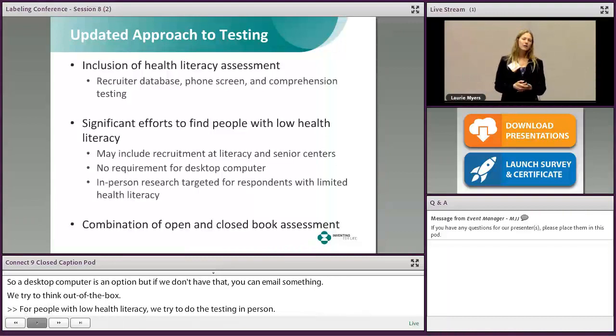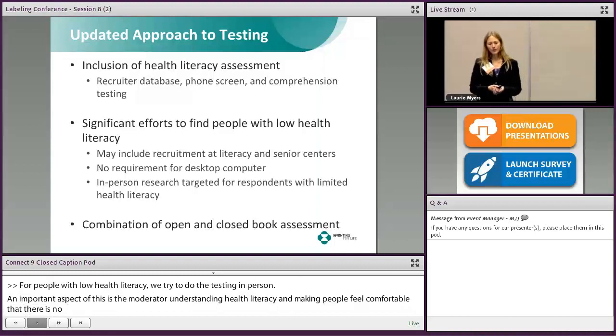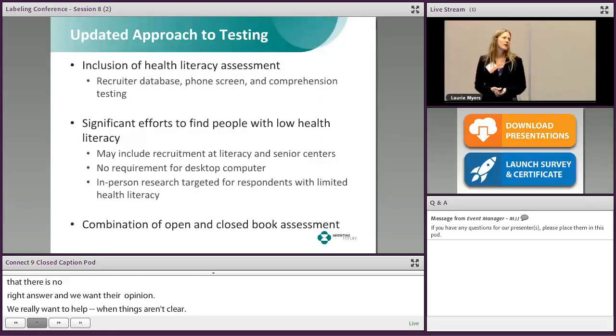An important aspect of this is the moderators really understanding health literacy and making people feel comfortable that there are no right answers, that we just want their opinion and we really want their help when things aren't clear. That's a skill that needs to be developed as well.